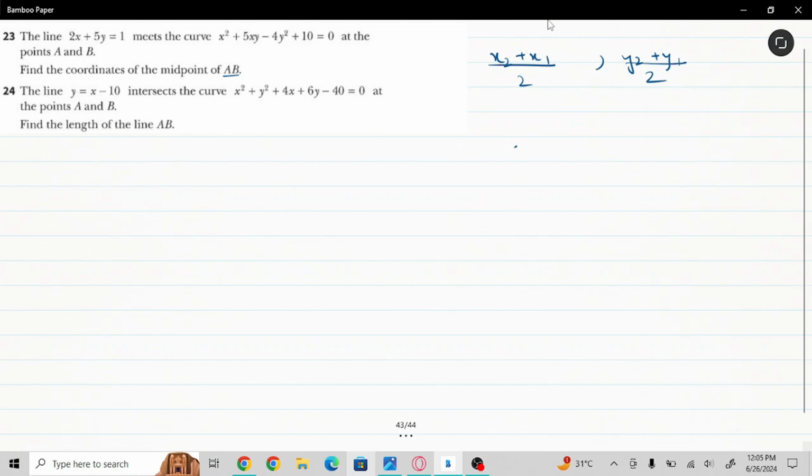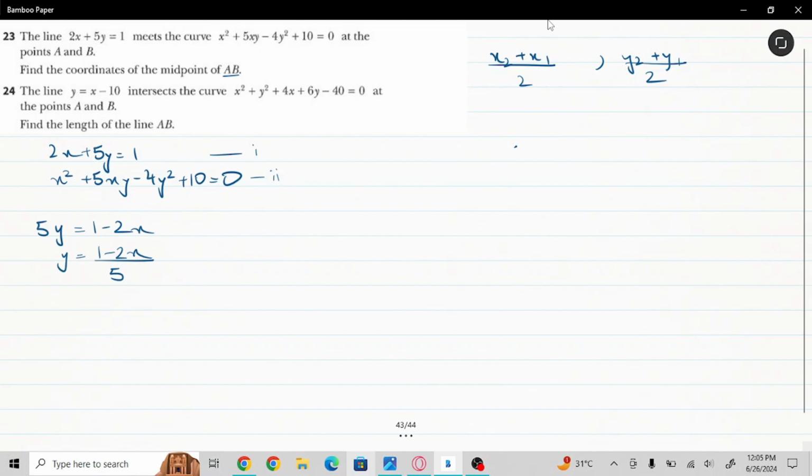So for now we have 2x plus 5y is equal to 1, and we have x squared plus 5xy minus 4y squared plus 10 is equal to 0. This is equation 1, and this is going to be equation 2. What we are going to do for now is rearrange this equation. We are going to say 5y is equal to 1 minus 2x, and similarly y is equal to 1 minus 2x upon 5, and that will give us equation number 3.